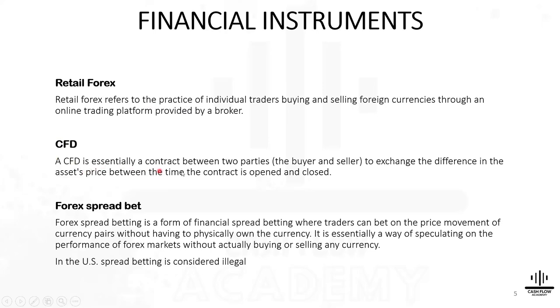A CFD is essentially a contract between 2 parties, the buyer and seller, to exchange the difference in the asset price between the time the contract is open and closed. It's a contract where 2 people agree. Let's take, for instance, me and you, we come together and then we agree, Euro USD. You say that Euro USD will go high in value. Let's say Euro USD is trading at $5 per unit. And then you say that it will go high in value. Then I'll say, okay, I'll take the other side of the bet.